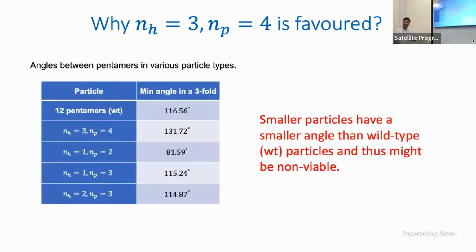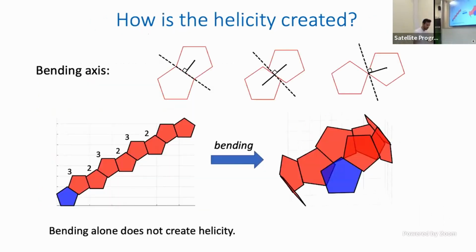So over here, if we look at the angle between 2 pentamers, in the wild type, when we have 12 pentamers, the angle between 2 pentamers is 116. In 3, 4, the angle between 2 pentamers is 131. In these small cases, the angle is even sharper than the wild type. So we are getting a sharper angle than wild type, and we are having less contact compared to 3 and 4. So it kind of shows maybe why this is the most favorite one, because at least the iron doesn't need to press them too much close to each other. So that's an idea why this is the favorite one.